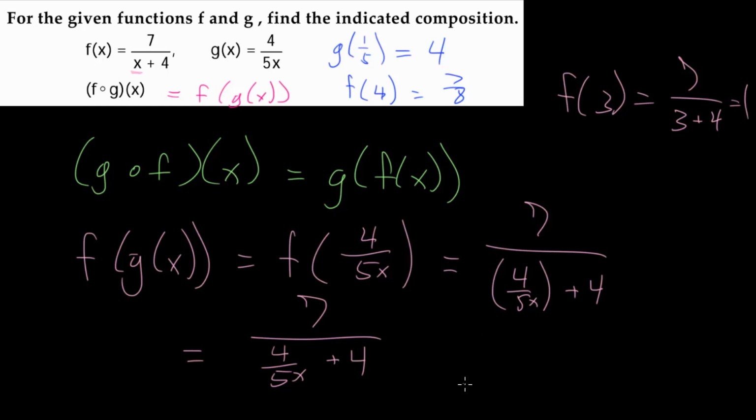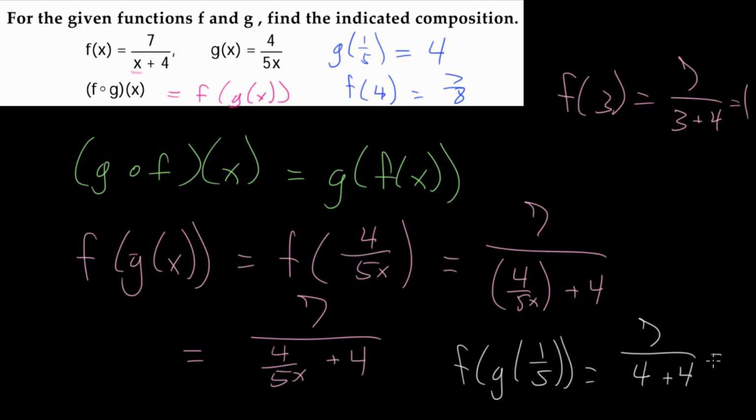Let's quickly test that. We have f of g of 1/5. And we get 7 over 4 divided by 5 times a fifth, which is just 1. So we get 7 over 4 over 1 plus 4. But you can see this is still 7/8. So we can feel confident that this is in fact correct, since when we plugged in numbers individually, we got the same answer as plugging that x value into our composite function. So that's one way to check.